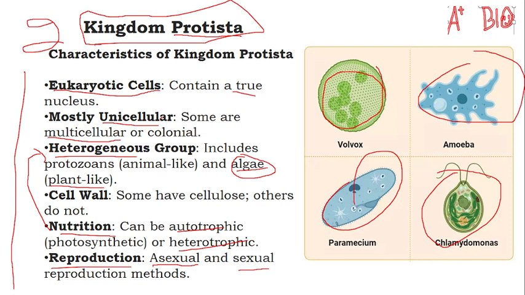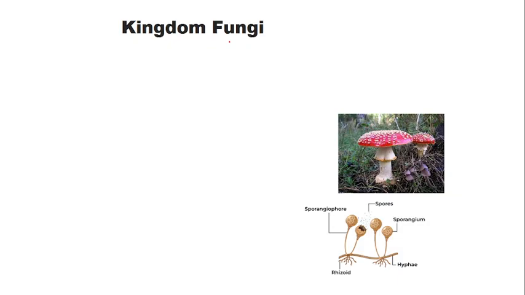So in understanding kingdom Protista, always two characteristics are there. Are they eukaryote or prokaryote? This one is eukaryote. Are they unicellular or multicellular? This one can be both unicellular or multicellular. I hope you are understanding the characteristics of Protista.